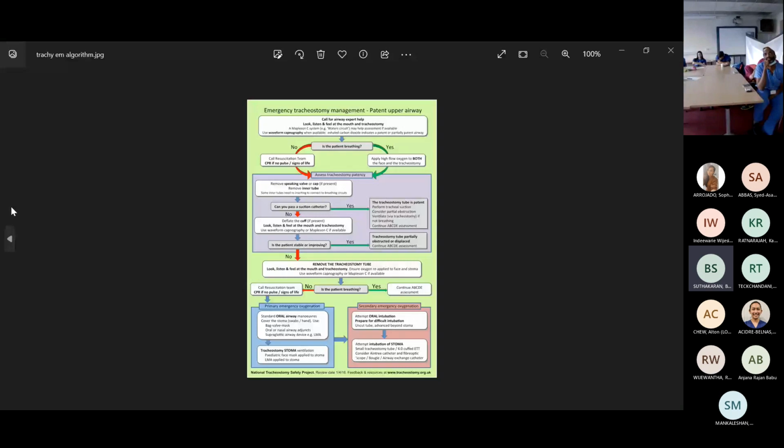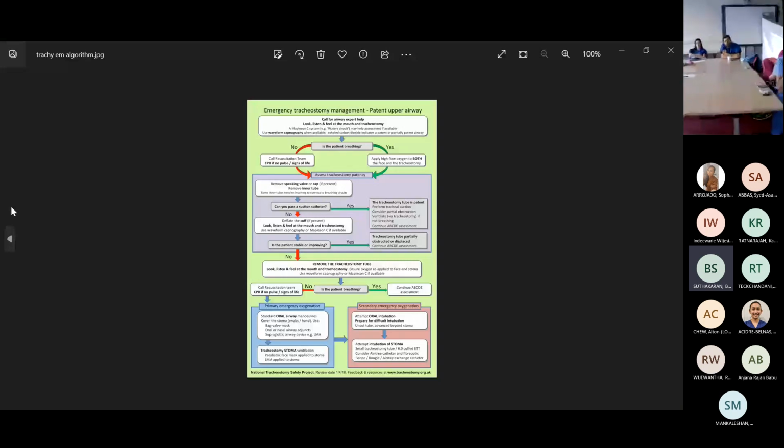You can start by removing the speaking valve or the cap, and also remove the inner tube, which we were talking about before. If you can then pass a suction catheter through that, then suction it, and it means that the tube is patent. So you can then ventilate through the tracheostomy itself. If you can't pass the suction catheter through the tube, the next step would be to deflate the cuff.